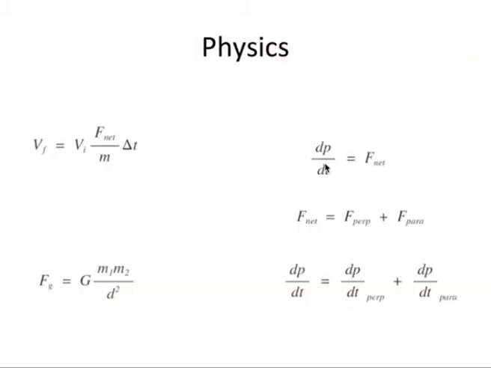So let's dive into the physics behind this lab. First is the momentum principle, which states the derivative of momentum with respect to time is equal to the net force. Next, let's look at Newton's universal law of gravitation. It states that the force of gravity between two objects is equal to the product of their masses divided by the distance between them squared, and then multiplied by the gravitational constant, which is approximately 6.67 times 10 to the negative 11th. You'll see how these equations are implemented in my code in the following slides.